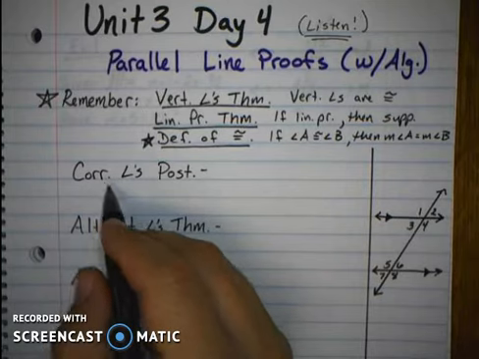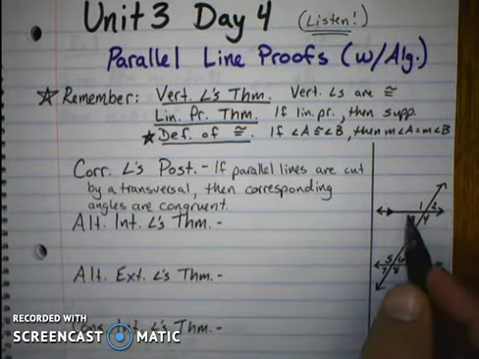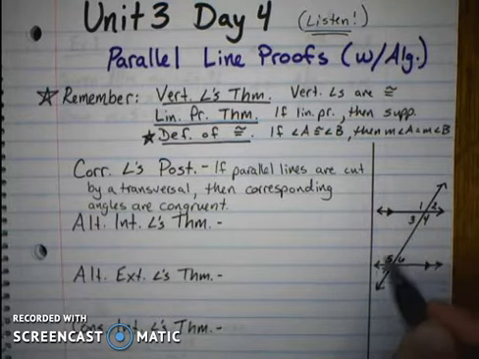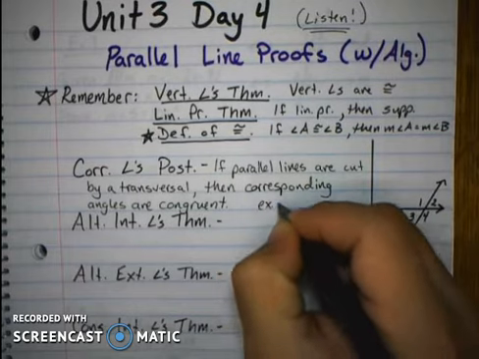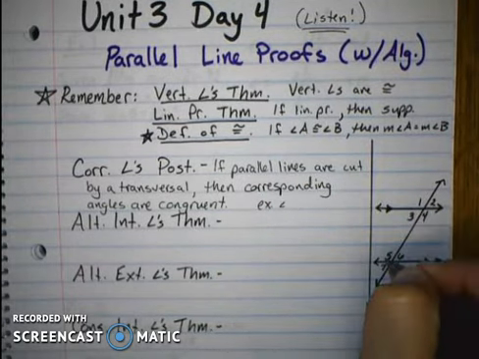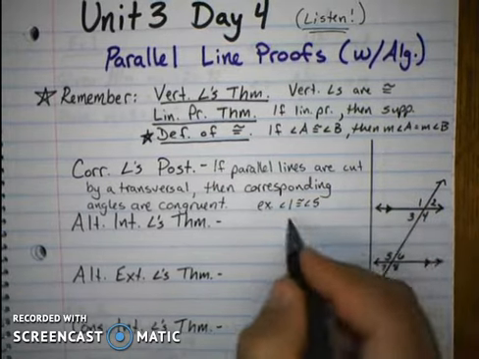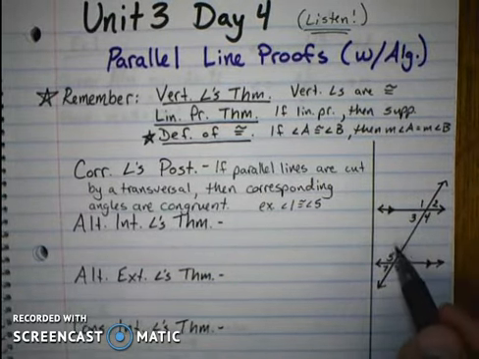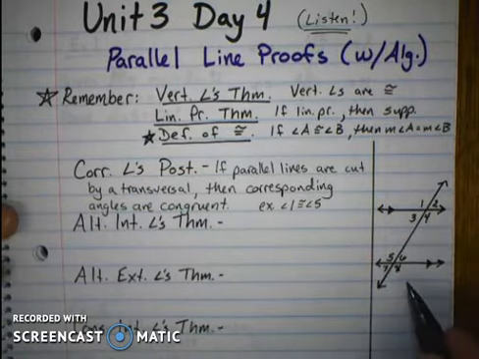First of all, the corresponding angles postulate says this: if parallel lines are cut by a transversal, then corresponding angles are congruent. For example, angle 1 is congruent to angle 5. And all of the pairs of corresponding angles are congruent. Again, this is not new information. It's something we've been covering over the last couple days.